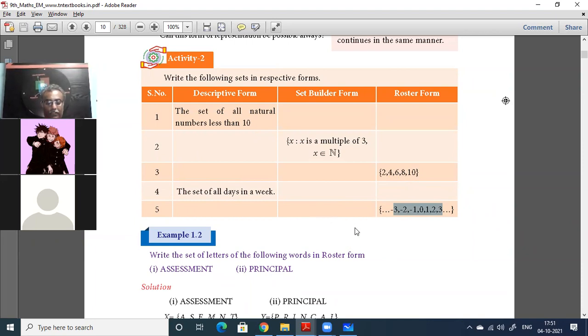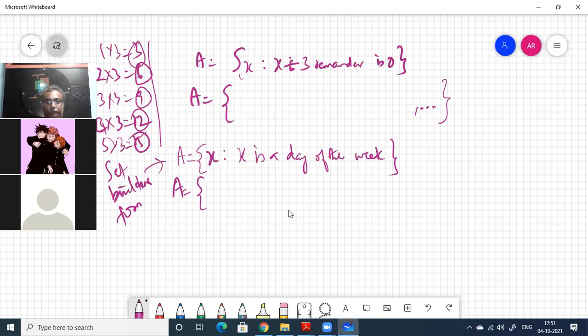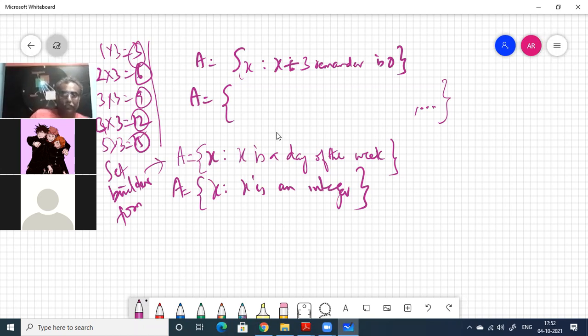Okay, but Z equal to set of all integers is not the way. As far as I know, the only way you can write this is x is an integer. This is the only way you can write. Once you use Z, then you have to write the numbers. The range of the numbers will become restricted. So this is the only set builder form for that.